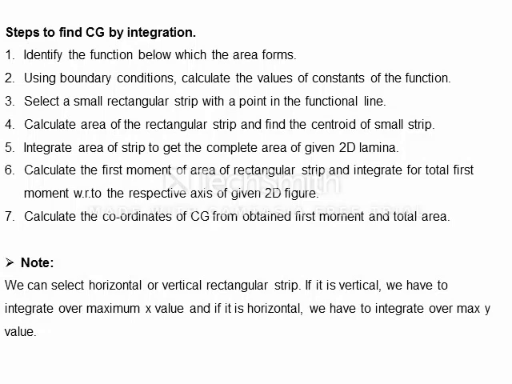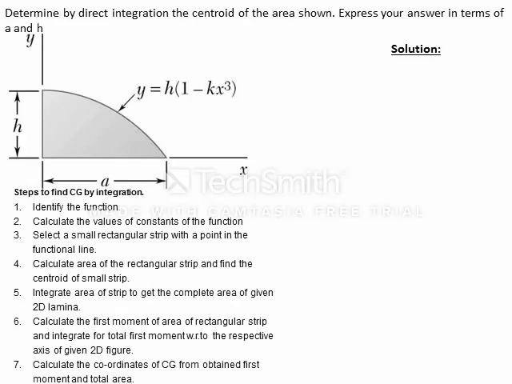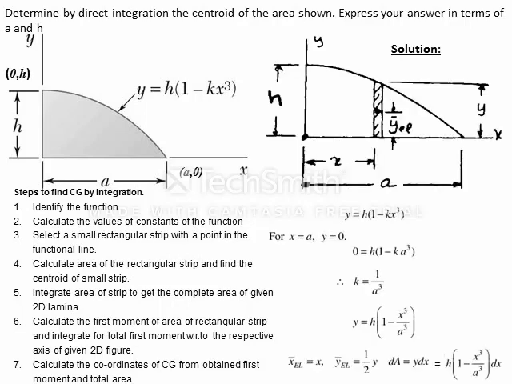However, whether the strip is vertical or horizontal, it should be touching the functional line. One point should be lying on the functional line selected. I hope that you got some insight about the determination of center of gravity using the direct integration method. Here there are some examples and solutions, along with one practice problem attached. Try to solve it and get back.